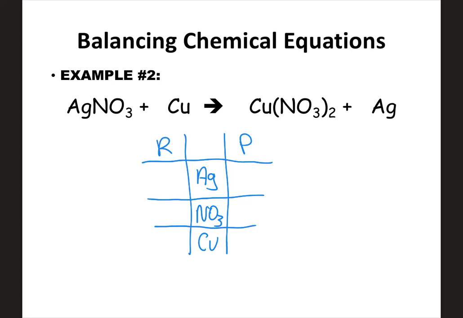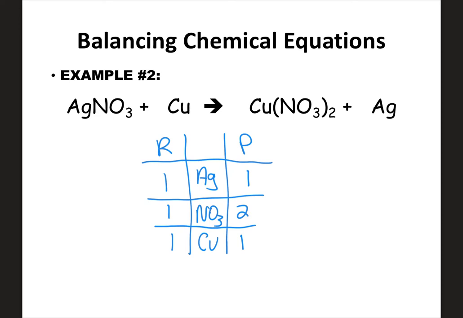So now I'm just counting up. So for Ag on the left, there's just one. There's one whole NO3, and then there's one Cu. On the product side, there's going to be just one Ag. There's going to be two of the NO3, and then there's just one Cu. Okay, so I can clearly see here my Ags are fine, my Cus are fine, they're balanced. It's the NO3 that doesn't match up, 1 and 2. So I'm going to have to fix that here.